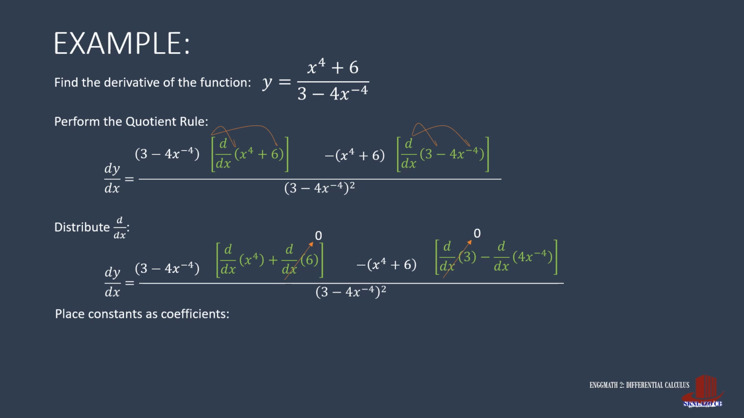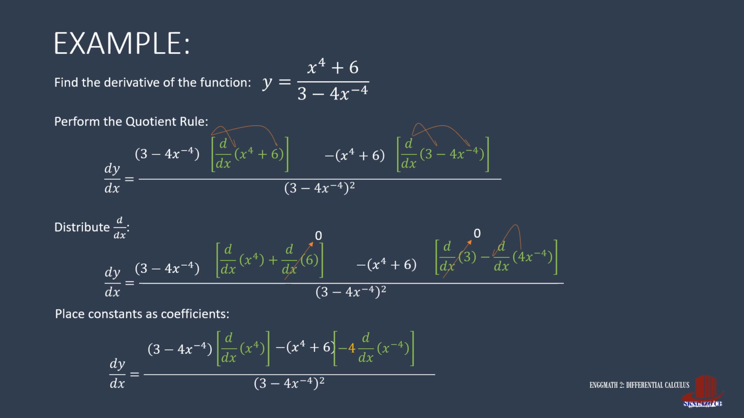Next is to relocate constants of terms to be differentiated. In this example, the first derivative only carries x raised to 4, which doesn't have any constant. So the whole term remains as the quantity 3 minus 4x raised to negative 4 multiplied by the derivative of x raised to 4. For the second term, take the binomial x raised to 4 plus 6 just as it is. Then place 4 before the derivative of x raised to negative 4 with respect to x.